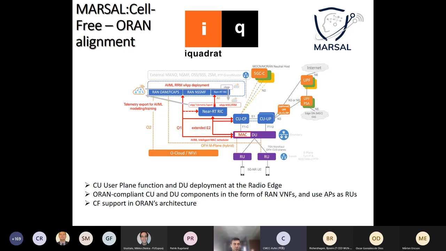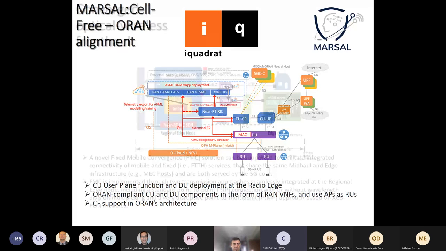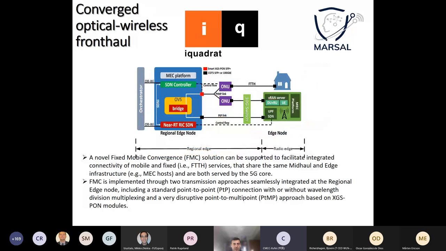So going a little bit away from the radio edge, we also propose a novel solution, and this is where we incorporate optical technologies, a novel fixed mobile convergence solution in order to facilitate integrated connectivity of both mobile users and fixed users, for example FTTH, to support FTTH services that share the same midhaul and edge infrastructure, for example the MEC host, and are both served by the same core. So we have two different transmission approaches seamlessly integrated at the regional edge node.